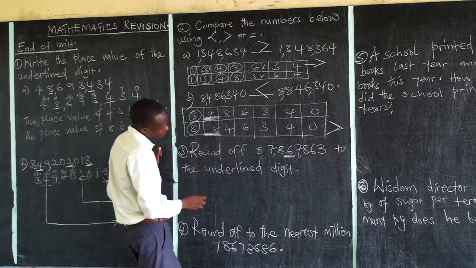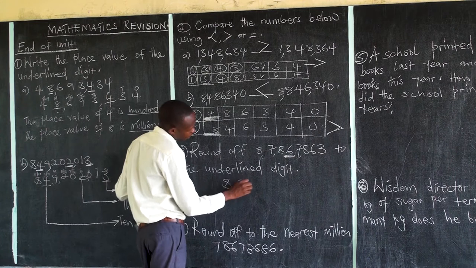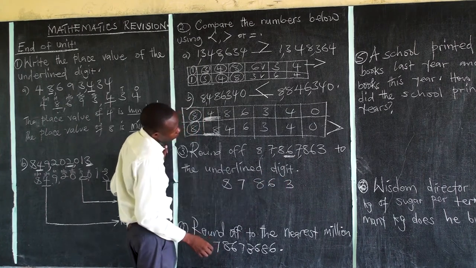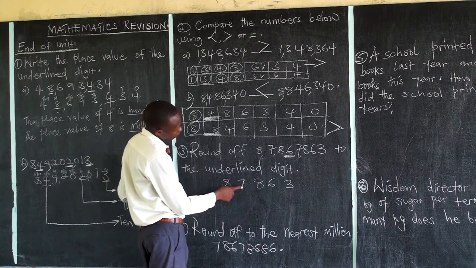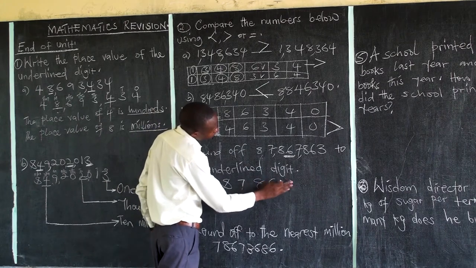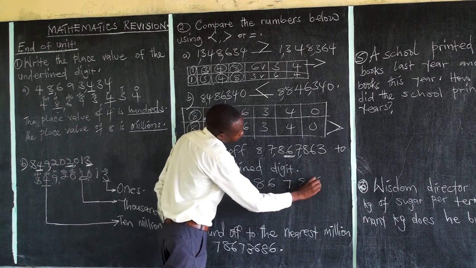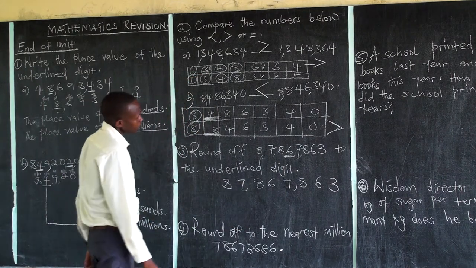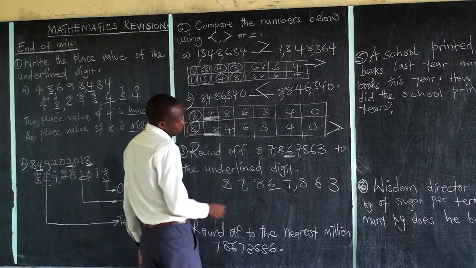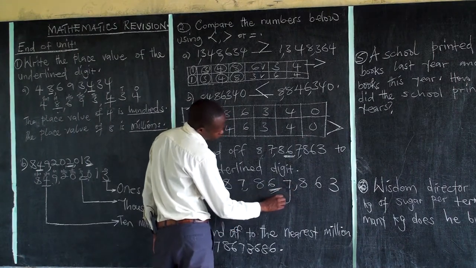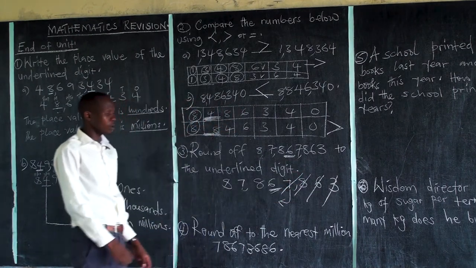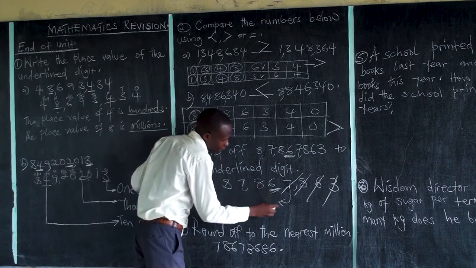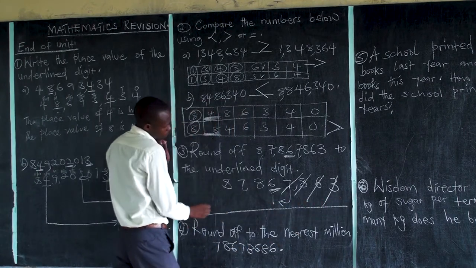Let's first of all copy our number here. That will be 87,867,863. So the underlined digit is 6. If this is the underlined digit, it means we are going to round off from here, we bring it here. Then the rest will be cancelled out. When you look at 7, it is in the second group of 5 to 9. So we shall add 1 if it is in the upper group.